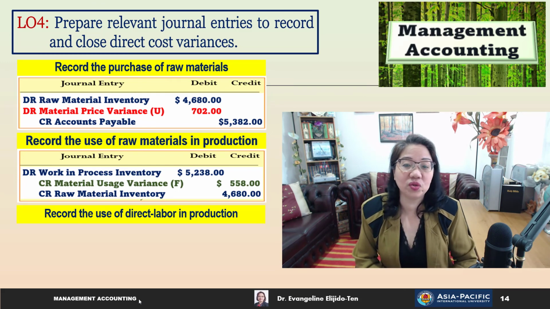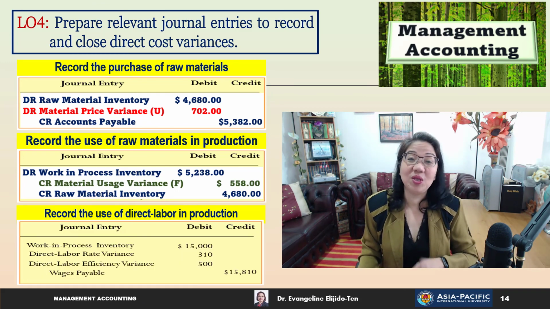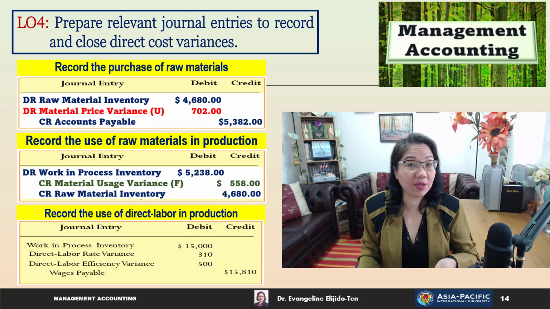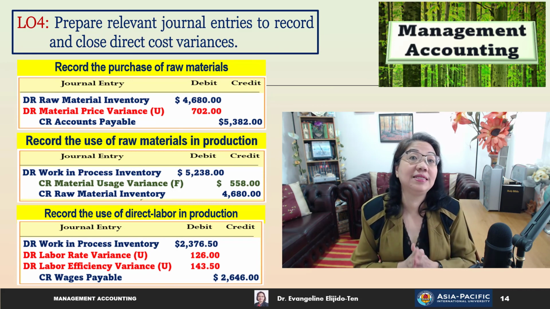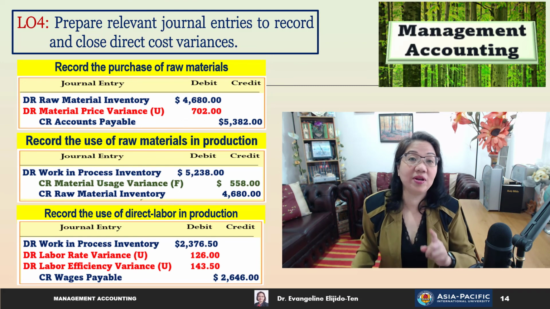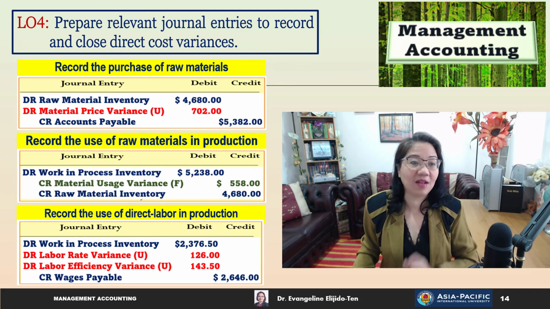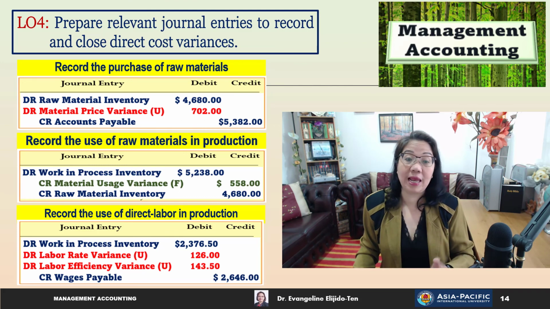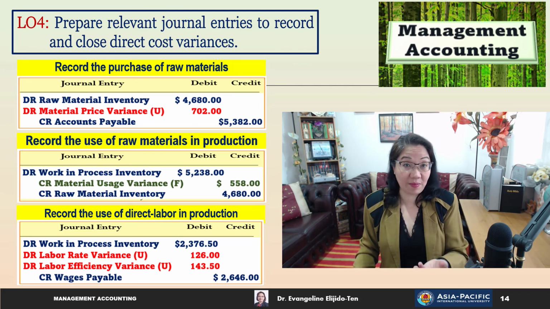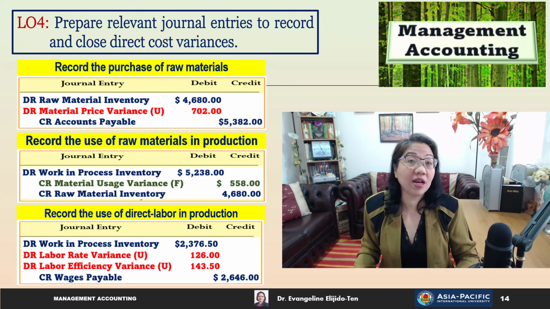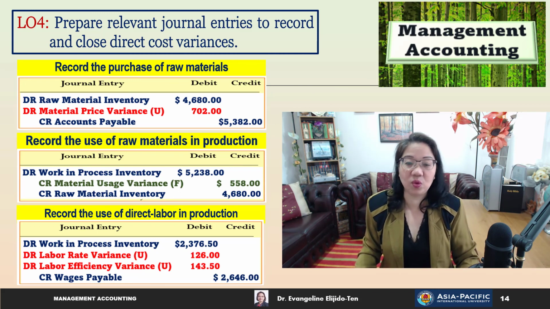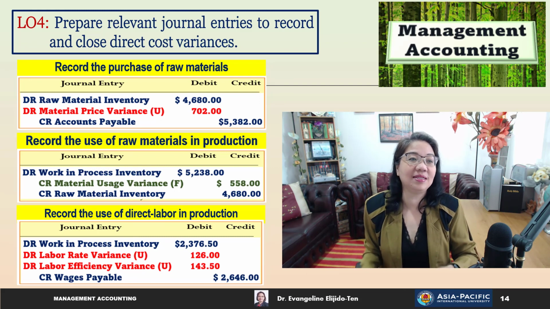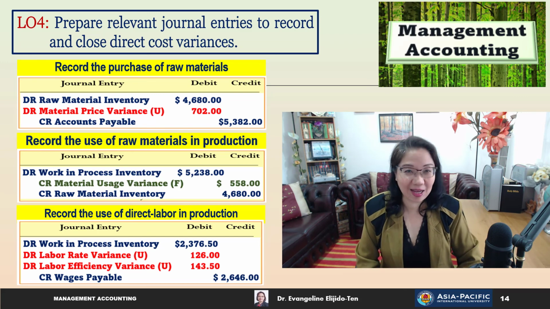Now, how do we record the use of direct labor in production? When we're using standard costing, we will still be debiting work in process inventory for the standard hours at standard rate. Remember, that was $2,376.50. Then you would recall that we have unfavorable variances for both the labor rate and the labor efficiency variance. So we'll have to debit these. We'll debit labor rate variance for $126 and also debit labor efficiency variance for $143.50. And we'll credit wages payable for $2,646. This is the actual hours at the actual rate.